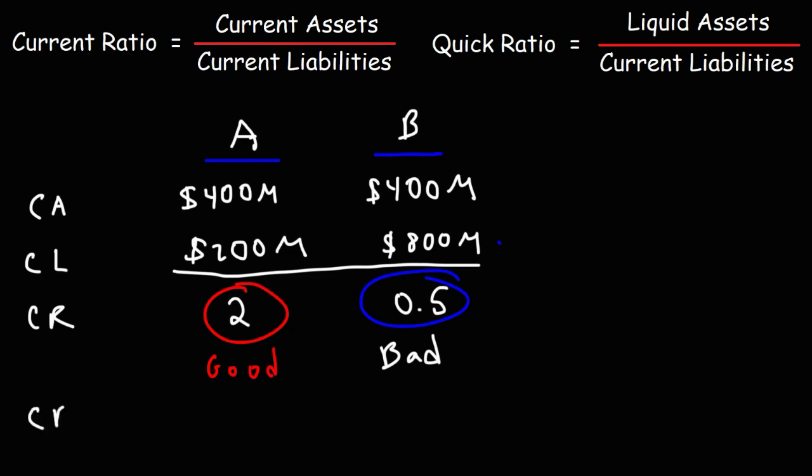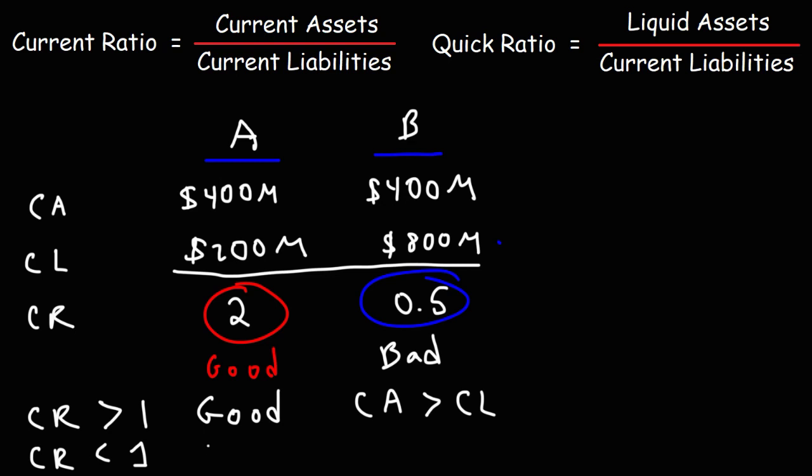So to review, a good company will have a current ratio that is greater than 1, and the same is true for the quick ratio. You want that to be greater than 1 as well. And when it's greater than 1, it means that the current assets exceed the current liabilities. In the case of the quick ratio, it means that the liquid assets exceed the current liabilities. If the current ratio or even the quick ratio is less than 1, that's not a good sign. That means that the company has more liabilities than assets.